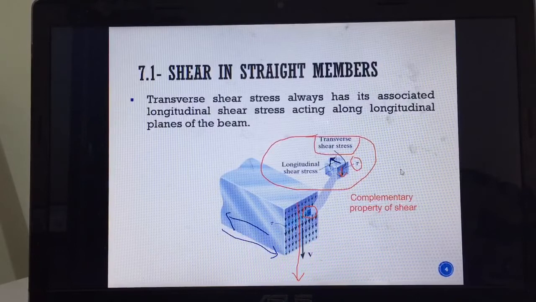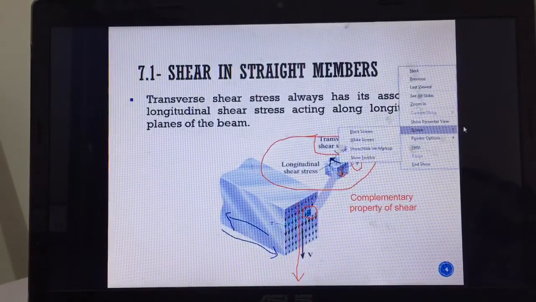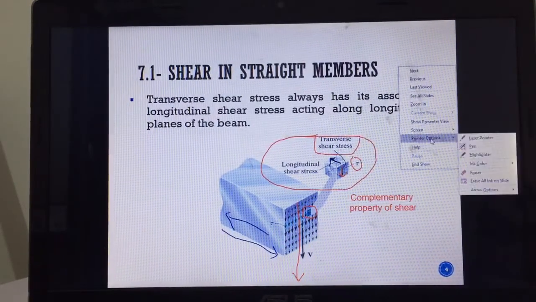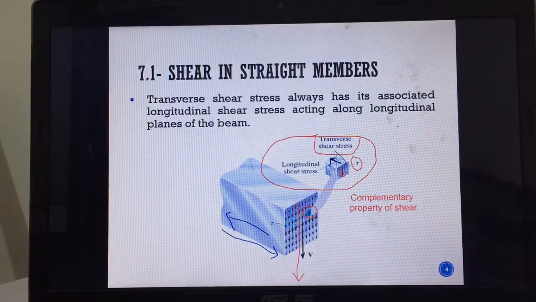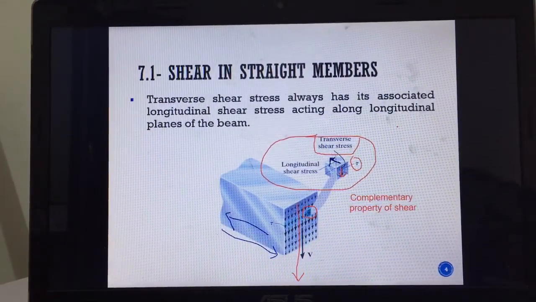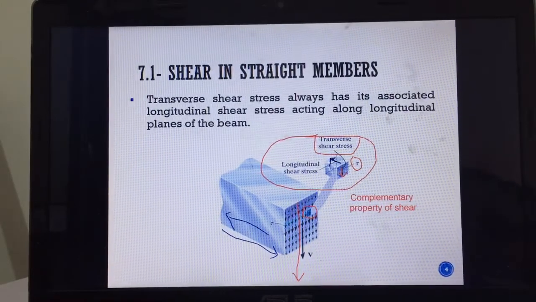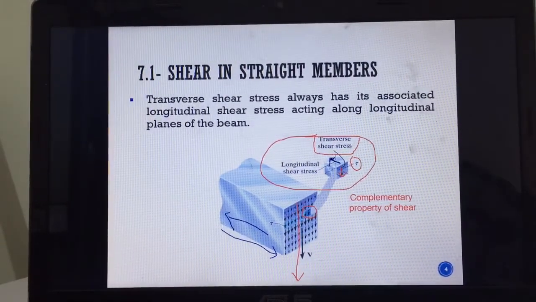This is important. Probably it looks like playing around, but actually this is important because we need this understanding to derive the transverse shear formula later. Okay, so this is what is called the complementary property of shear.